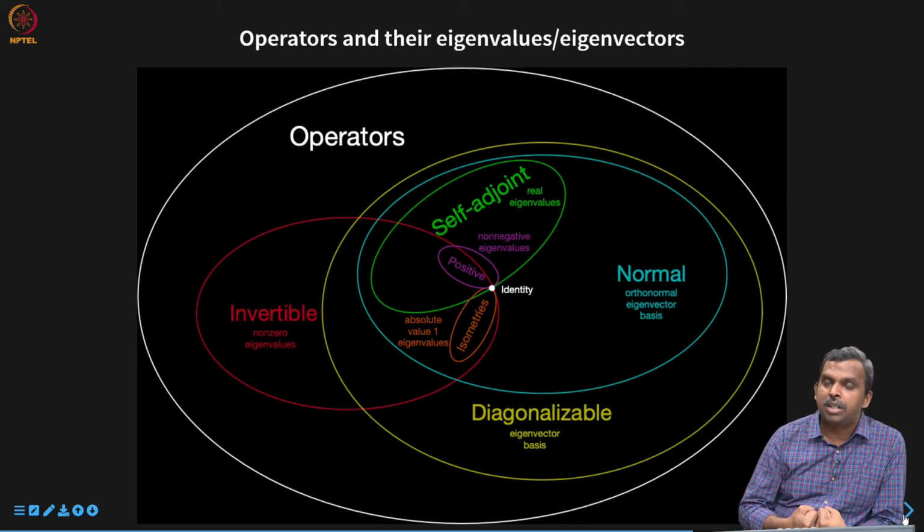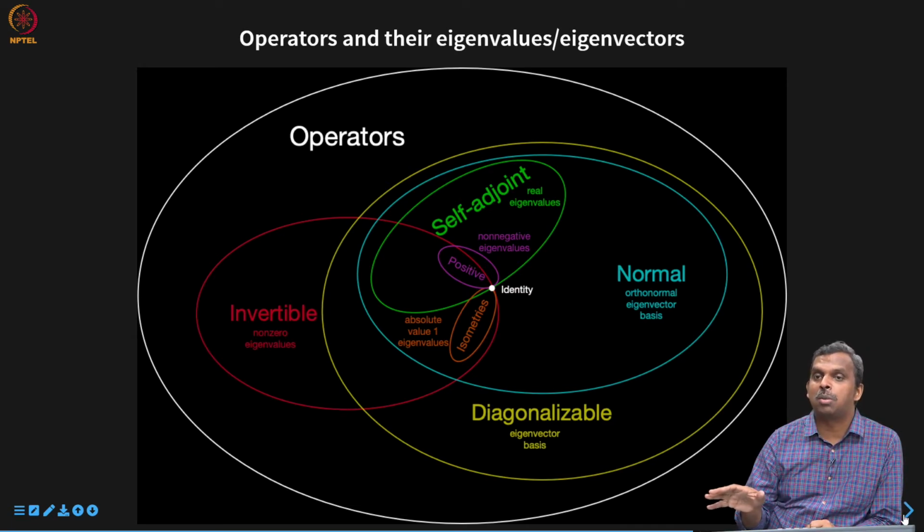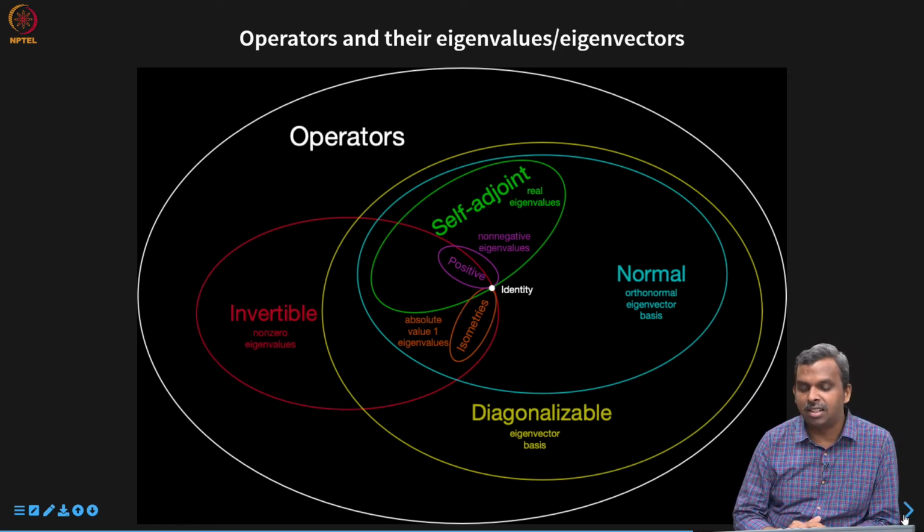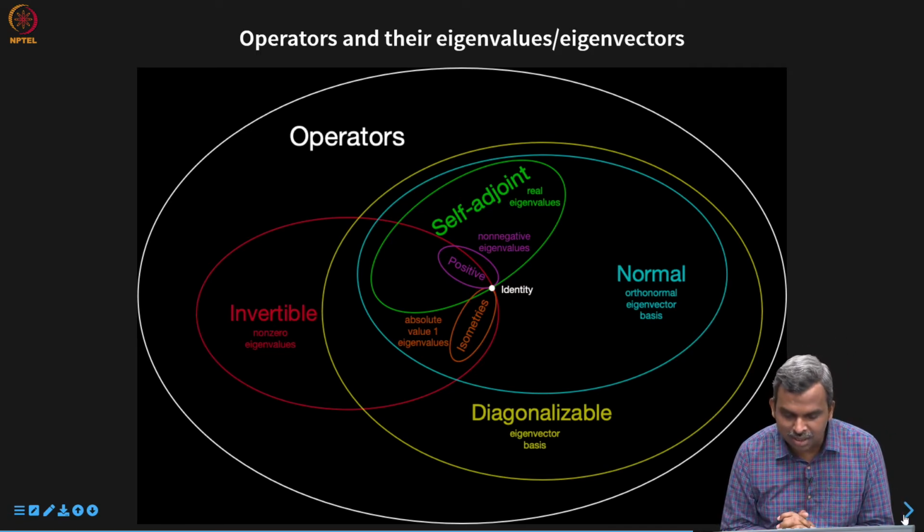Isometry means eigenvalues should be +1 or -1. Positive means eigenvalues are non-negative, so -1 is eliminated. So all eigenvalues are 1 and you have an orthonormal basis, that is identity, isn't it? So you have identity coming in there, and that's that. Okay, so that's the picture.